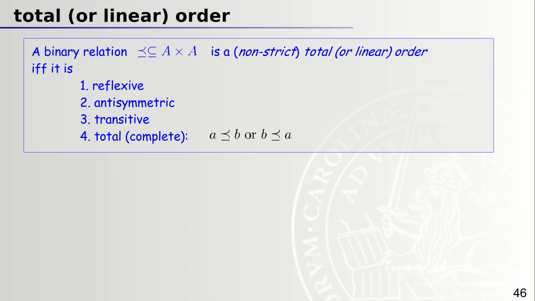So far, orders were partial, which means that not every pair of values would have to be related to each other by that order. We already had run into this concept when we discussed set inclusion. Given two sets, neither might be a subset included in the other.